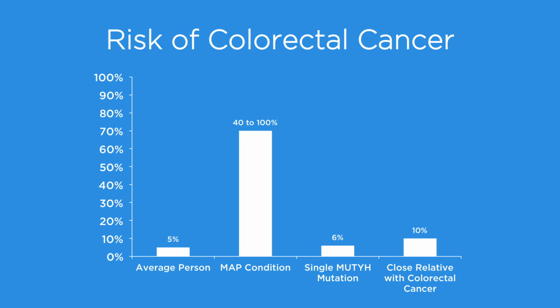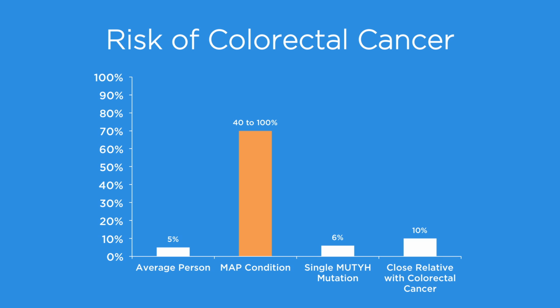Now, let's talk about how different things affect your risk of getting colorectal cancer during your lifetime. We'll use percentages to talk about risk. In this video, percent means the number of people in every 100 people who may be affected. For example, 30% means 30 out of 100 people. In the United States, the chance that an average person will develop colorectal cancer in their lifetime is 5%.